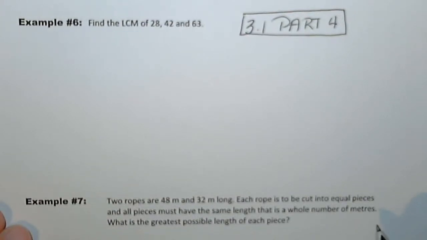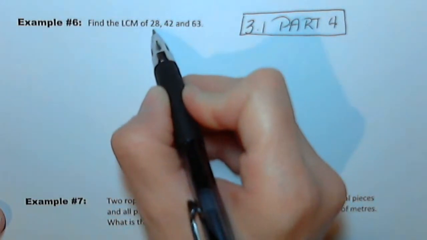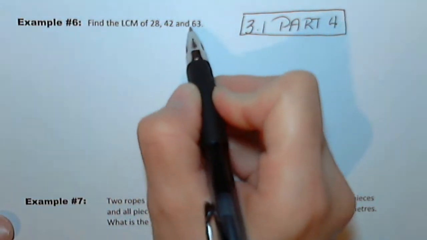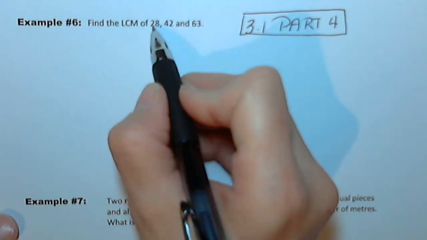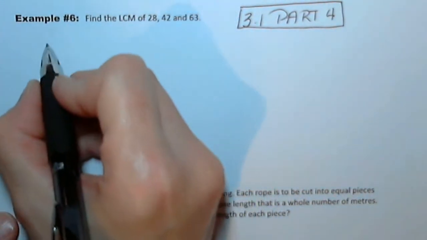This is 3.1 part 4, and it's the last section of 3.1, and it's another LCM question. This time we're given three numbers, 28, 42, and 63. And we're looking for the smallest number that all three of these will divide into. And the method that we're going to use is a factor tree.